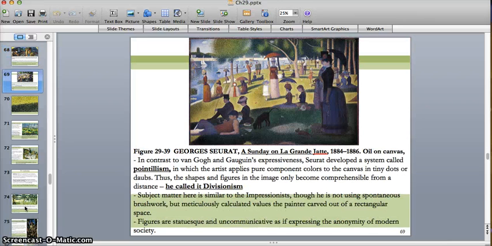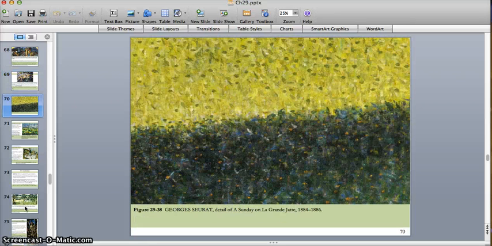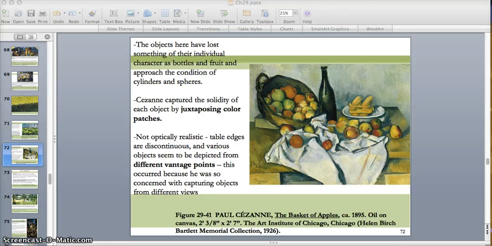It's very large. Know that George Seurat used this new technique of painting called pointillism, though he referred to it as divisionism. So remember that. And here's a close-up. It's just applying paint in small dabs. There's also a couple questions about Cezanne.